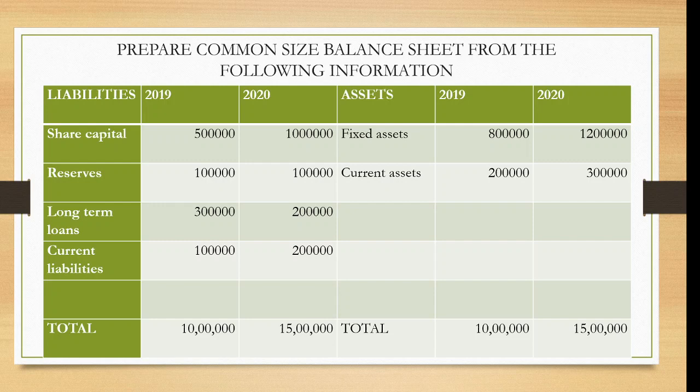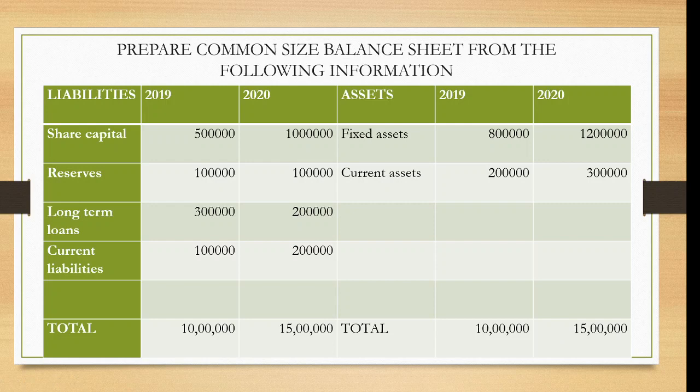The liabilities: we have share capital, reserves, long-term loans, current liabilities. So the total for 2019 is 10 lakhs, and for 2020, we have again share capital, reserves, long-term loans, current liabilities, and the total is 15 lakhs. And the assets for the 2 years, fixed assets and current assets, total is 10 lakh and 15 lakhs. With this information, the common size balance sheet has to be prepared.